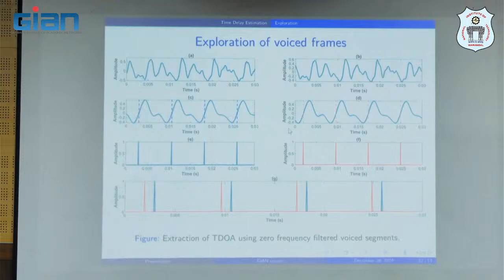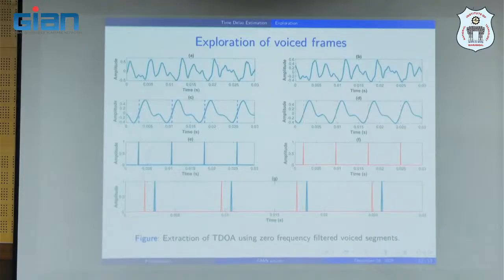So we are considering a method called zero frequency filtering. What it does is it tries to identify glottal closure instants. Voice frames are produced when the vocal folds in the glottis vibrate, and periodic puffs of air are produced, and the vocal tract shapes them and gives the voice frame as output. Zero frequency filtering identifies these points of glottal closure. So we get peaks like this at glottal closure instants, which gives the pitch or the excitation information.